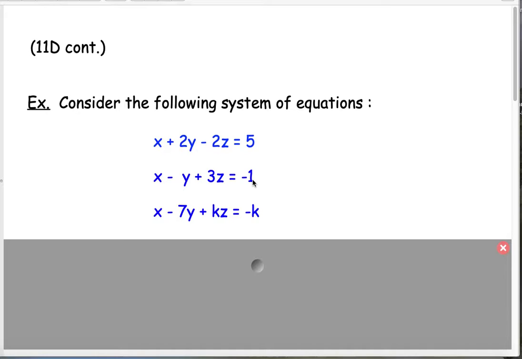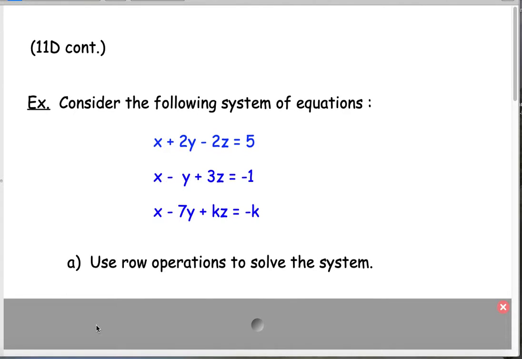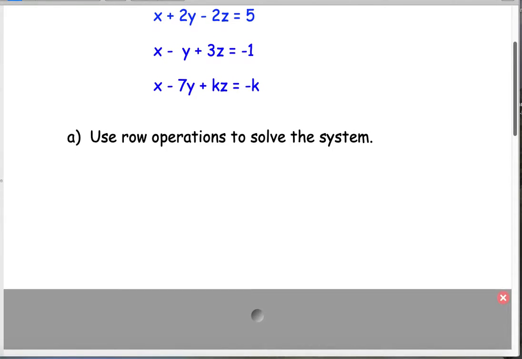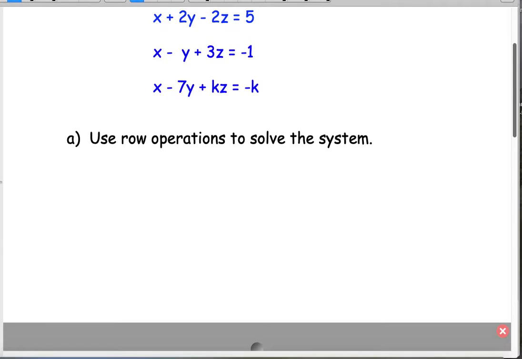All right, so let's consider this system here. And let's use row operations to solve this. So the first step is let's write it in our augmented matrix. So we have 1, 2, -2, 5. And then 1, -1, 3, -1. And finally 1, -7, k, and -k, the opposite of k.